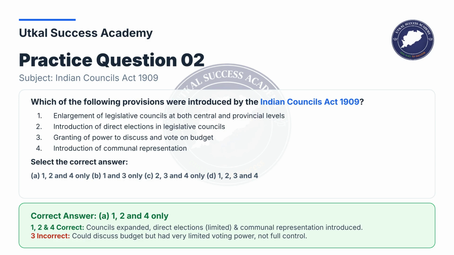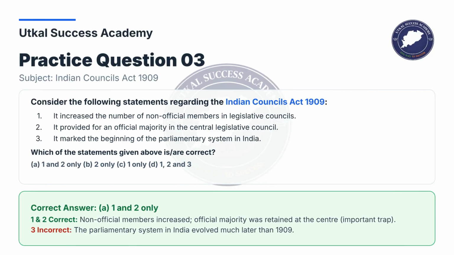However, members could discuss the budget but had very limited voting power. Option A is correct. Question 3 focuses on the structure. Statements 1 and 2 are correct. The number of non-official members increased, but the official majority was retained at the central level. Statement 3 is incorrect. The correct option is A.